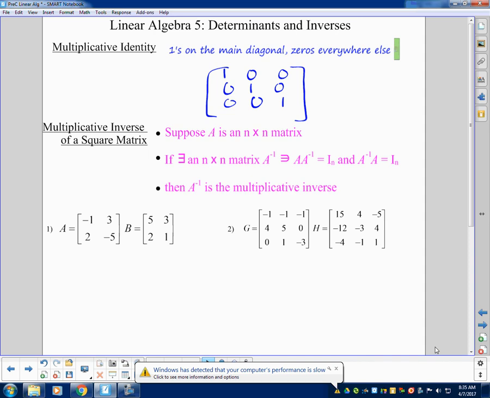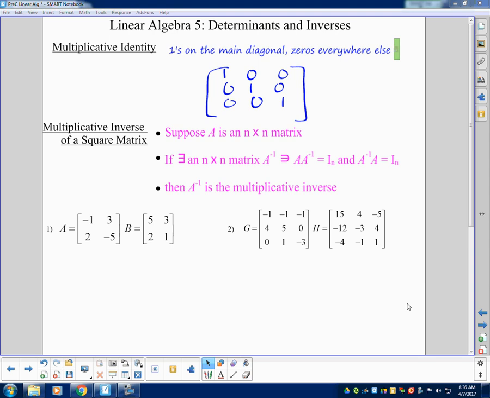That's the same thing I just said about 3 and 1/3. Because 3 times 1/3 is 1, and 1/3 times 3 is 1, 3 and 1/3 are inverses of each other. You could say 1/3 is the multiplicative inverse of 3. So with matrices, it works the same way. If when you multiply the two matrices together, try in both orders, and you get the identity matrix, then that matrix is the multiplicative inverse of the other one.